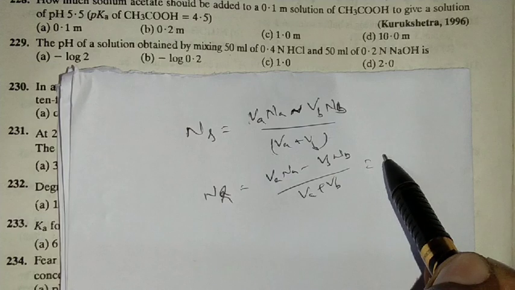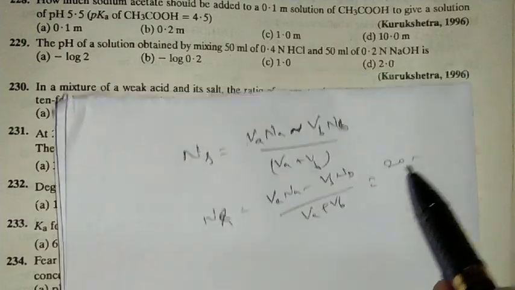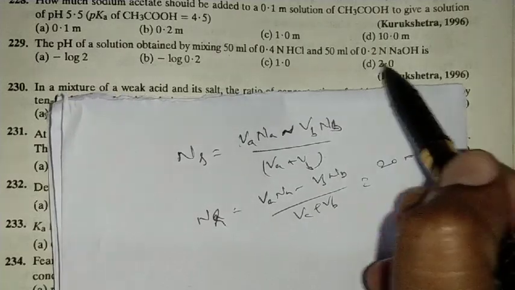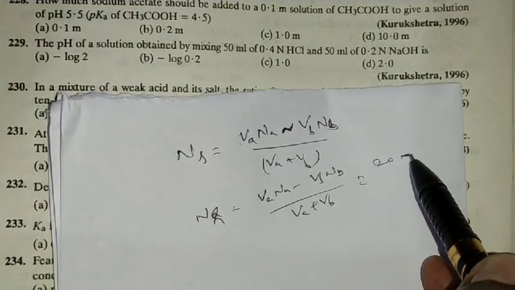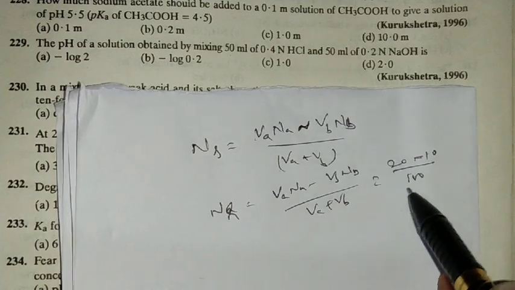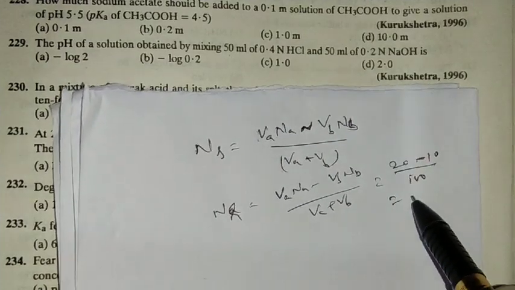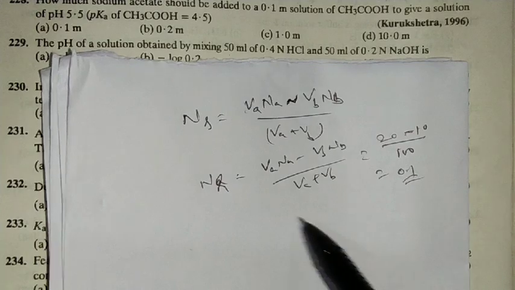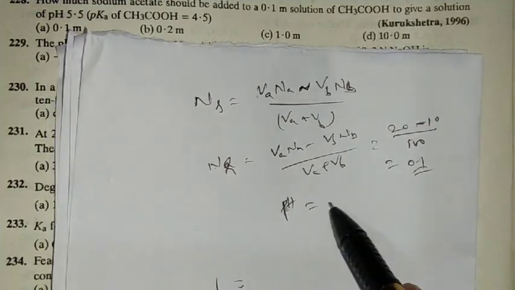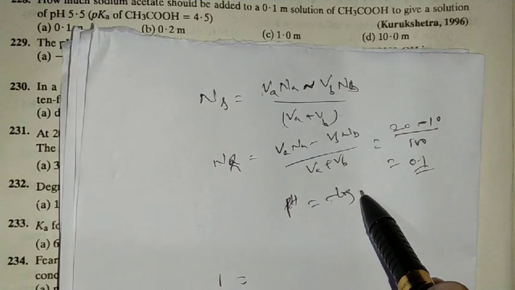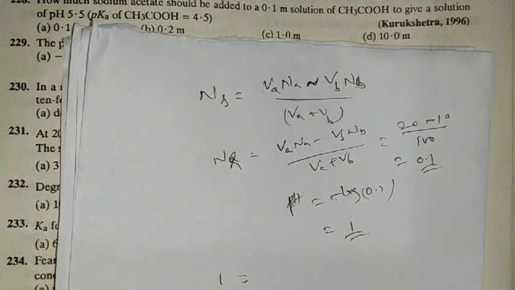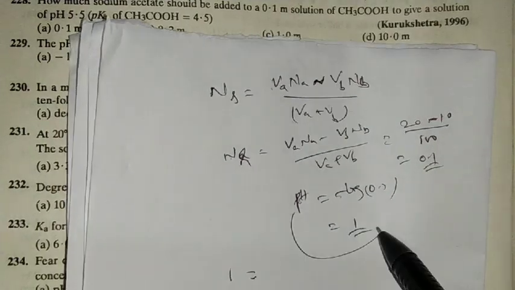Okay, VA NA if you multiply, you will get 20. See there, 50 into 0.4 minus VB NB, nothing but 50 into 0.2, will get 10, divided by 50 plus 50, will get 100. So if you simplify, 10 by 100, nothing but you will get 0.1. So this is the resultant. Now pH equal to minus log H plus, that means minus log 0.1. If you simplify, you will get 1. So pH equal to 1.